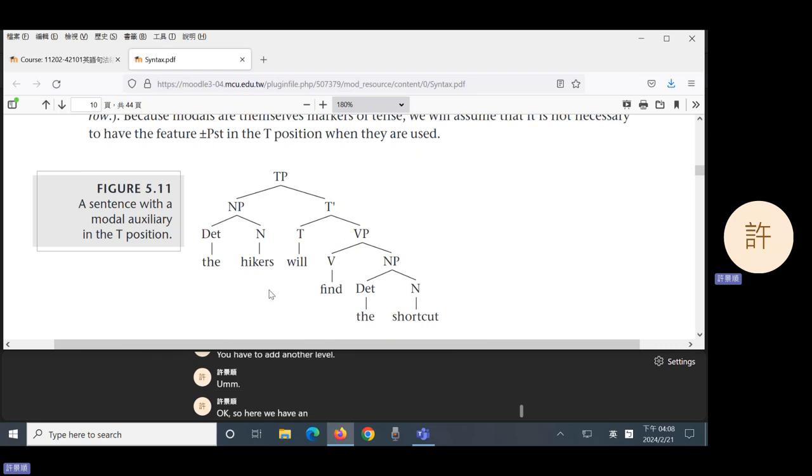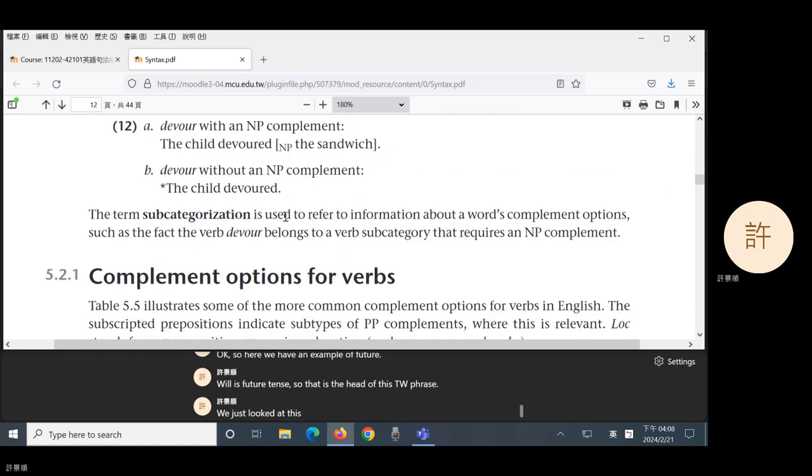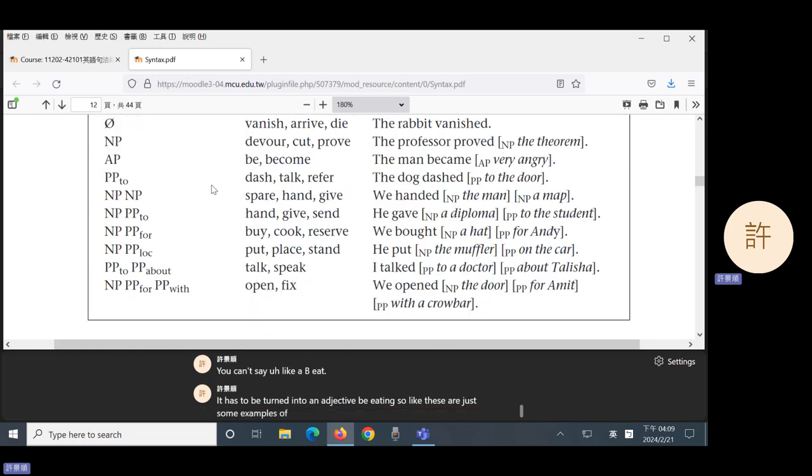Okay, so here we have an example of future. Will is future tense, so that is the head of this T phrase. We just looked at this. Complement options. So again, these are specific words can take specific complements. Like these words, you can only add these kinds of phrases. So for example, be, right? You can add an adjective phrase, be angry. But you can't add a verb. You can't say be eat. It has to be turned into an adjective, be eating. So these are just some examples of how verbs limit the kind of complements that you can add after them.